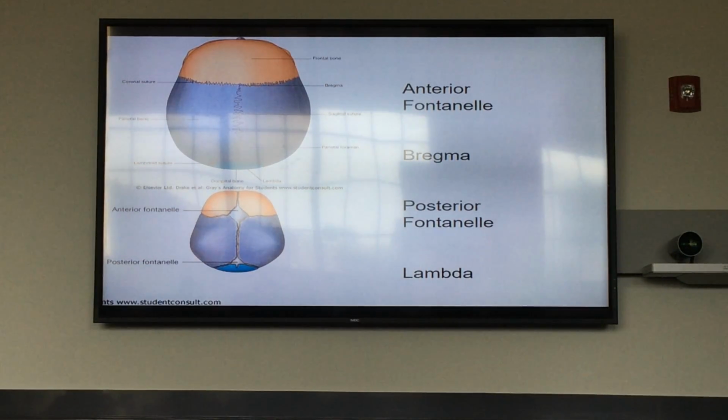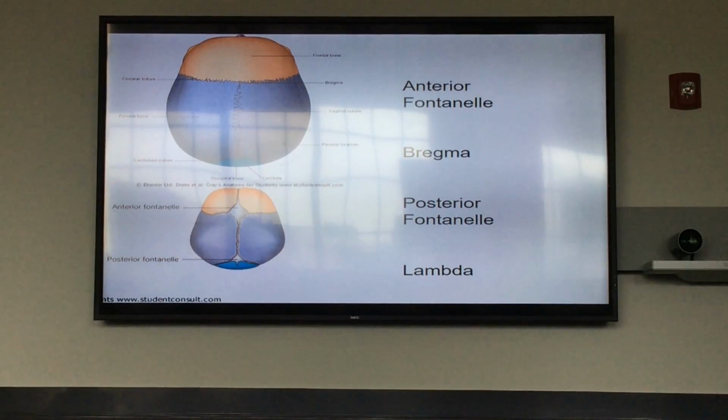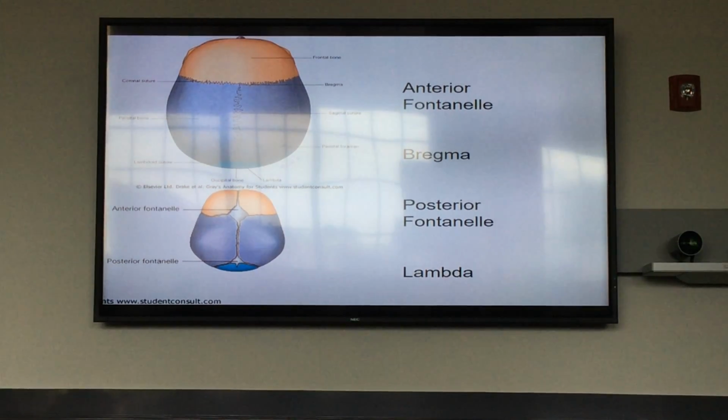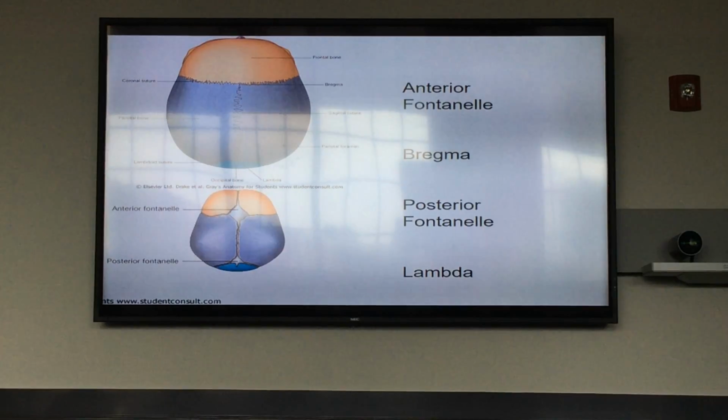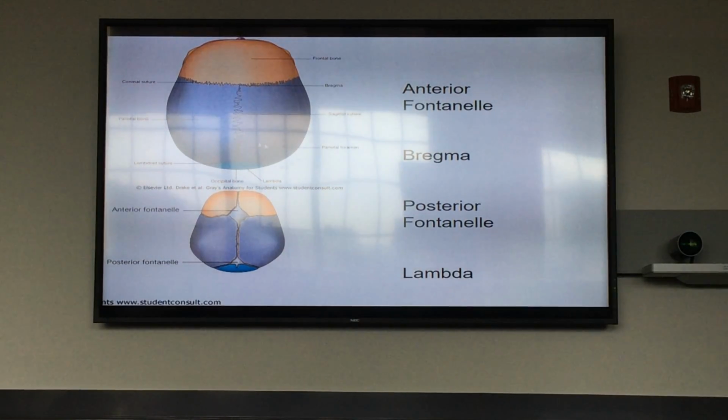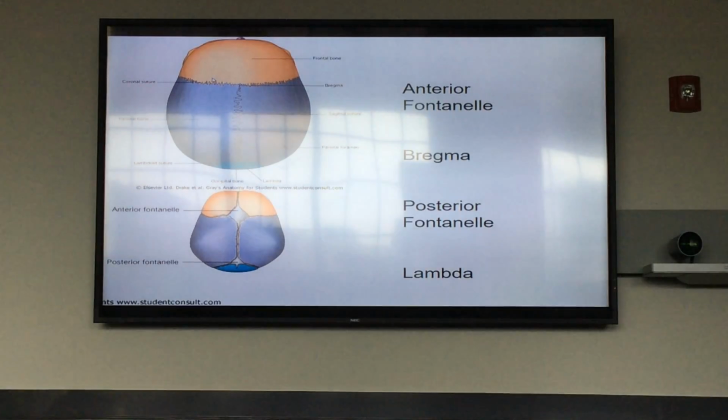But at birth, it's not that way, okay? How many of you have held a baby? You haven't had any babies, but maybe you held a little baby, okay? Did you notice that soft spot at the top of their head? That was called the anterior fontanelle. And that's a region right about here, all right? Where you have not formally sutured the bones of the skull together.